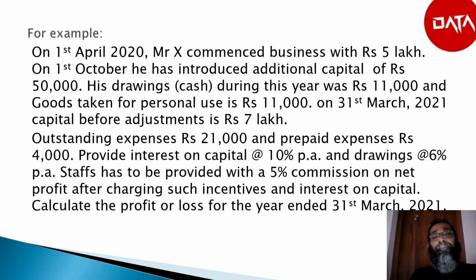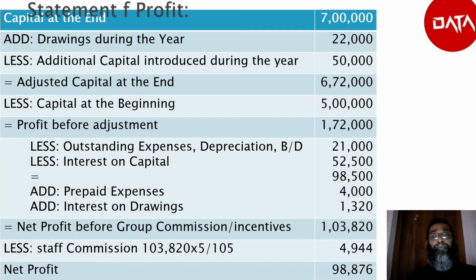So here the capital at the beginning and capital at the end is given, so we need not prepare the statement of affairs. Now the outstanding expenses given is 21,000 and prepaid expenses are 4,000 rupees. Provide interest on capital at the rate of 10% per annum and drawings at the rate of 6% per annum. Staff has to be provided with a 5% commission on net profit after charging such incentive and interest on capital. Calculate the profit or loss for the year ended 31st March 2021. Now let us try to work out this problem.